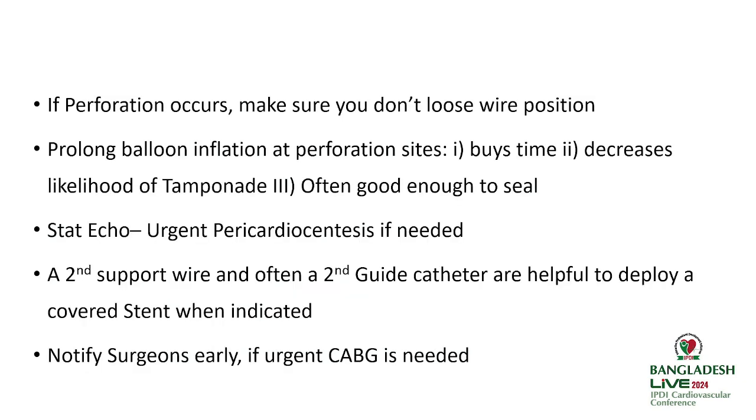If perforation occurs, make sure you don't lose your wire position. Prolonged balloon inflation at the perforation site buys time, decreases the likelihood of tamponade, and is often good enough to seal. Stat echo and urgent pericardiocentesis are often needed. A second support wire and often a second guide catheter are helpful to deploy a covered stent when indicated. Notify surgeons early if urgent CABG is needed.